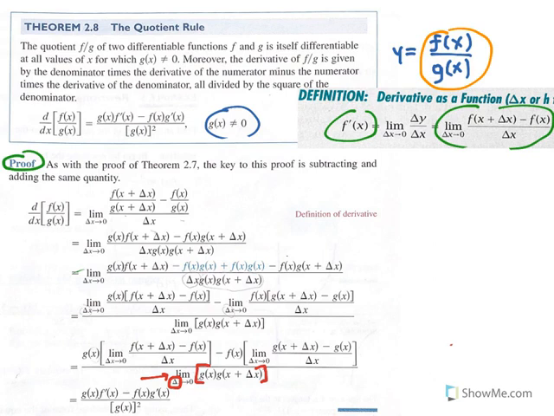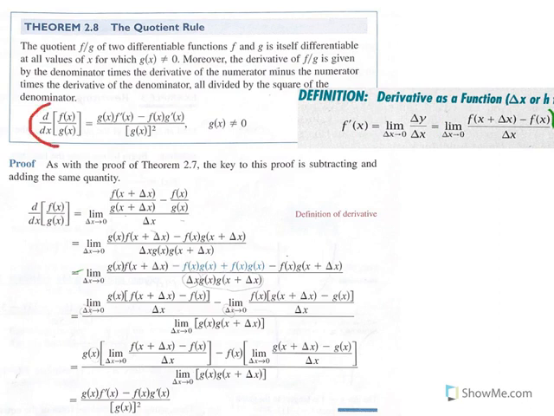And differentiability implies continuity, so that's also something that we know from calculus. And because the function g is assumed to be differentiable, it is also continuous. So what that means is, as delta x approaches 0, g of x plus delta x will approach g of x. So when you take the limit of what we have here as delta x approaches 0, we will basically have the product of g of x times g of x, which gives us g of x squared. And this is what we call the quotient rule.